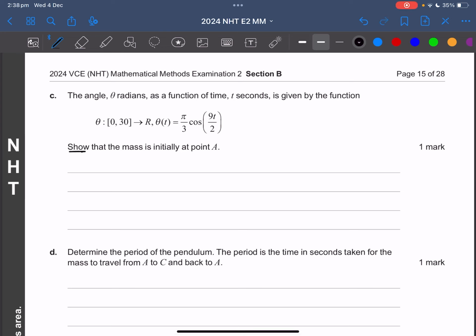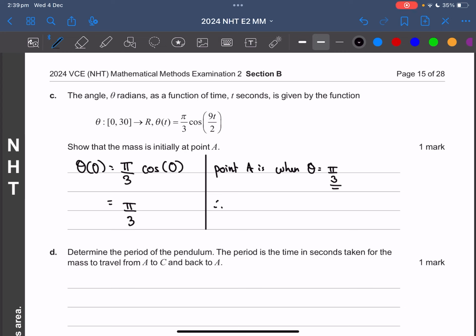So we just had to prove that the starting point happens at pi on 3. And because it's a show that question, let's quickly write some steps down. We'll say theta of 0 is equal to pi on 3 cosine of 0, and that results in pi on 3. Okay? And point A is when theta equals pi on 3. Therefore, the mass is initially at point A.